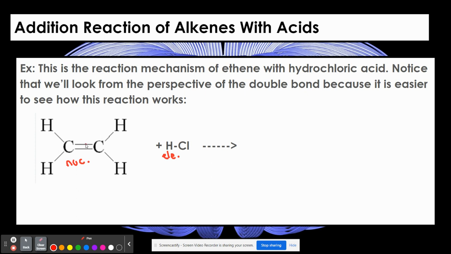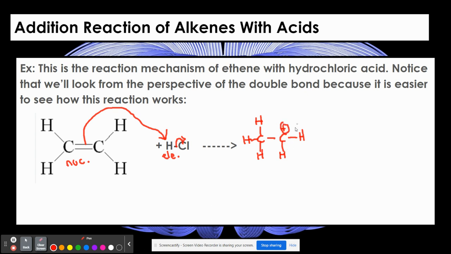So the nucleophile, the pair of electrons in the double bond, is going to attack the hydrogen. The hydrogen is going to give one of its electrons back to the chlorine. And so in this next step, you're going to see that the hydrogen has bonded with one of the carbons. And you will have another carbon here that is missing something because the double bond broke, and so you'll have a positive charge on the carbon.